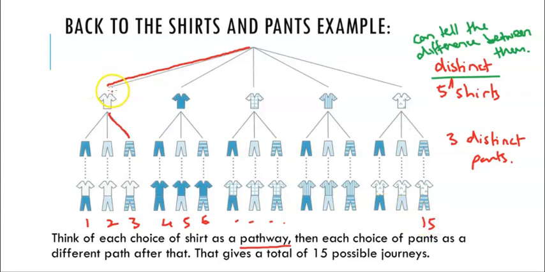And of course it has to be 1, 2, 3, 4, 5 times 1, 2, 3. So that's using the product principle. 5 times 3. You've got 5 paths to go down at first, and then for each of those 5 paths, you have another 3 paths that you can go down. That gives you a total of 15 possible journeys.